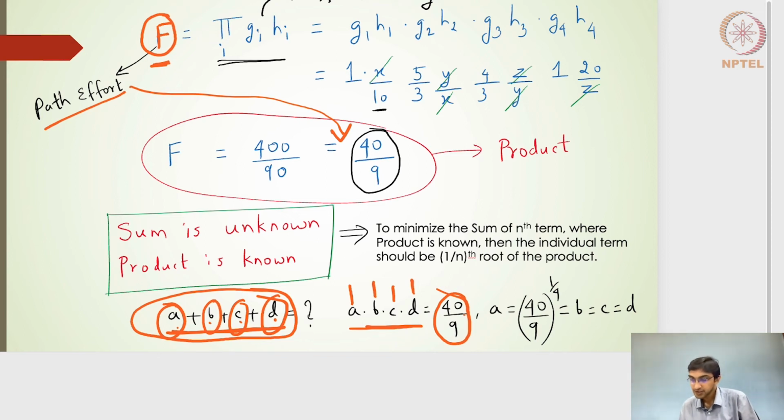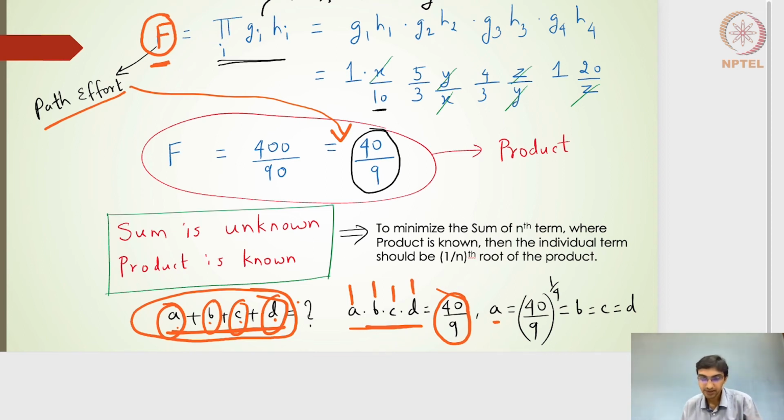All right. So in that case, if A is equal to B is equal to C is equal to D is 40 by 9, then if all of them have to be equal, what I will do is A is equal to nothing but the 1/4 root of 40 by 9. Right? So then I can easily say that A plus B plus C plus D is minimum.